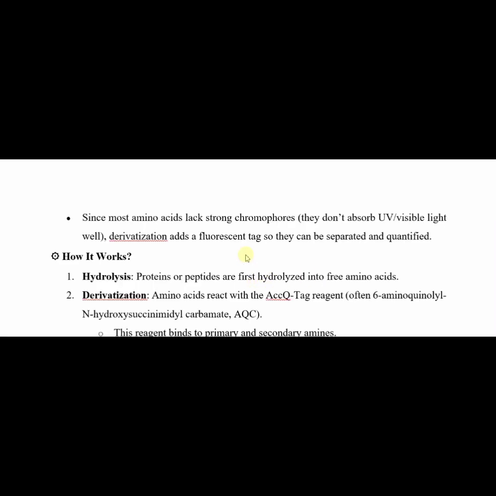What is AccQ-Tag chemistry? AccQ-Tag chemistry is a pre-column derivatization method developed by Waters Corporation. It is designed to make amino acids detectable by HPLC, UPLC with optical detection. Most amino acids lack strong chromophores. They do not absorb UV visible light well. Derivatization adds a fluorescent tag so that they can be separated and quantified.